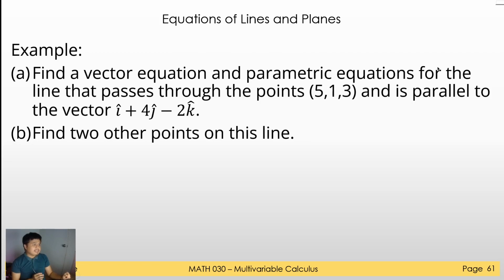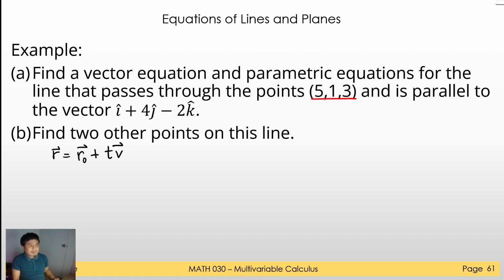So let's have an example here. Find the vector equation and parametric equations for the line that passes through the point (5, 1, 3) and is parallel to the vector i plus 4j minus 2k. And then find two other points in this line. So how do we do this? We want to find the vector equation, so what we're trying to find here is r vector equals r sub 0 plus tv, right?